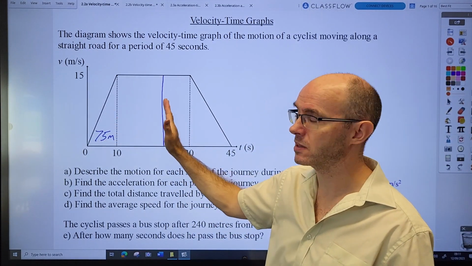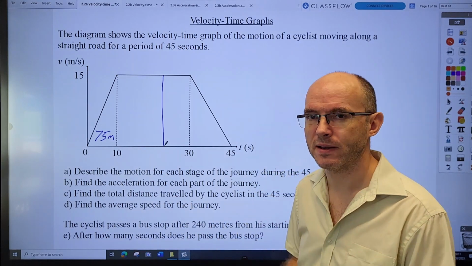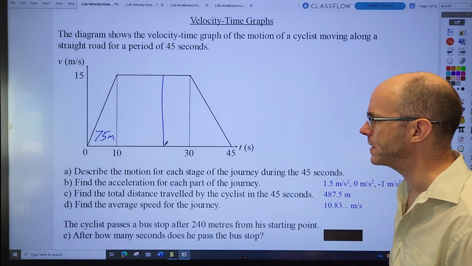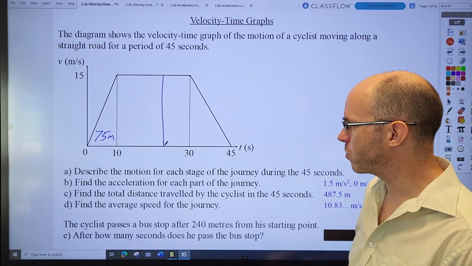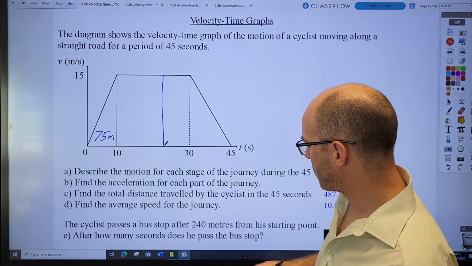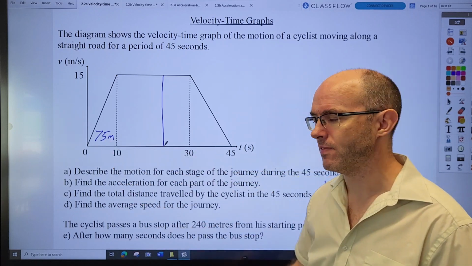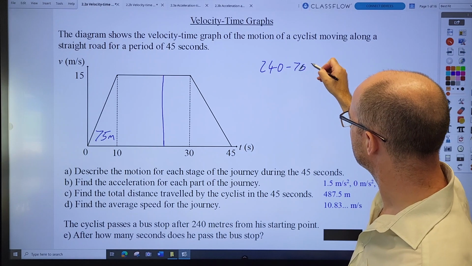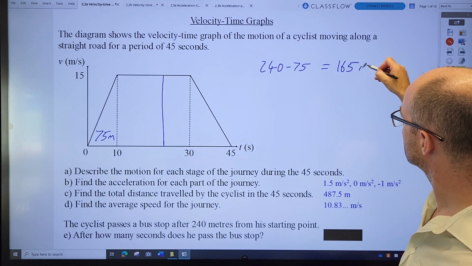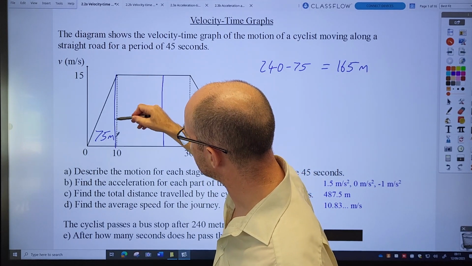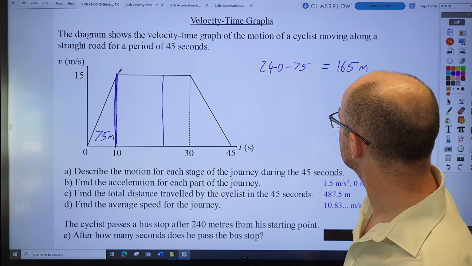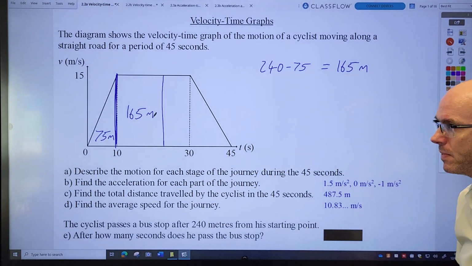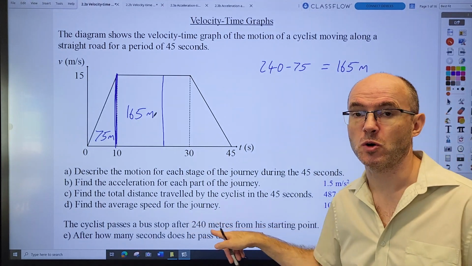So basically the cyclist is passing the bus stop when they're already at their maximum velocity, when they're not accelerating anymore, when they're travelling at a constant speed. What I'm going to do is work out the difference between 240 metres and 75. So 240 subtract 75, that's 165 metres. That means after getting up to the maximum velocity, the cyclist has got to travel another 165 metres before they pass the bus stop.